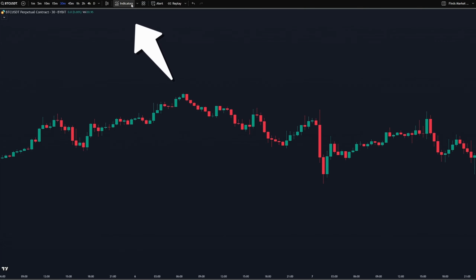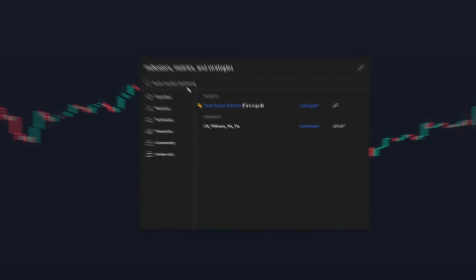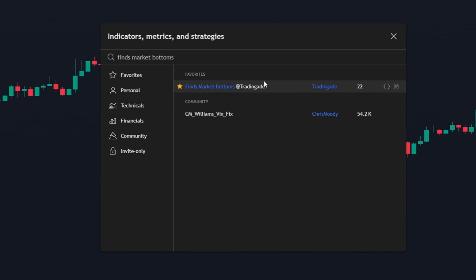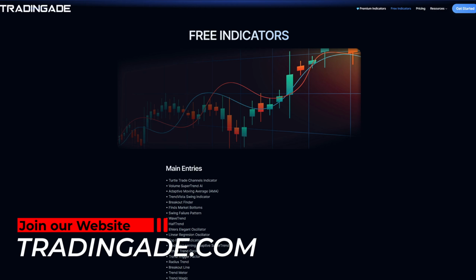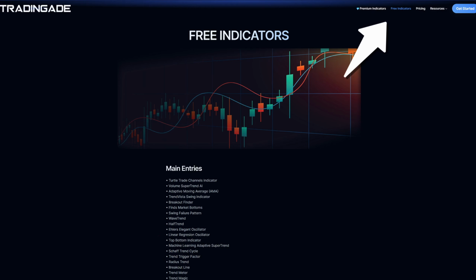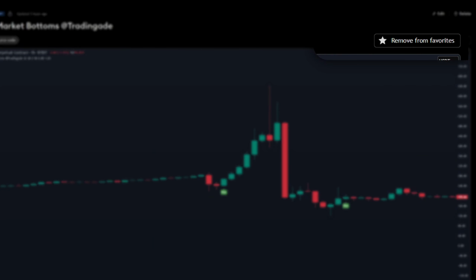Go to the Indicators tab, type Finds Market Bottoms, and select the one by TradingView. Since it's a private indicator, you can get access by simply going to our website, Free Indicator section, search for Finds Market Bottom, and add it to your favorites.